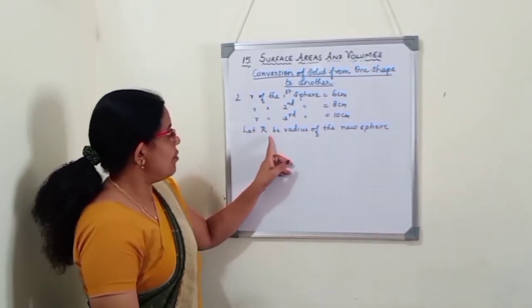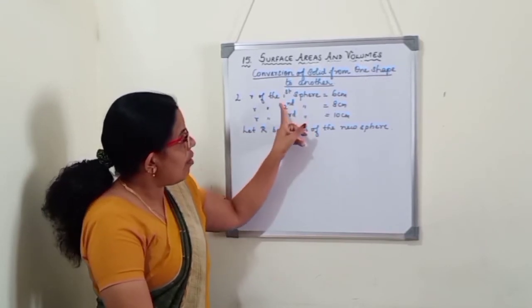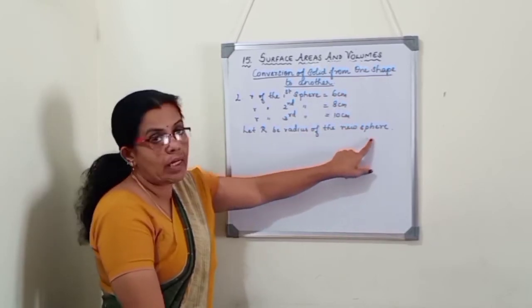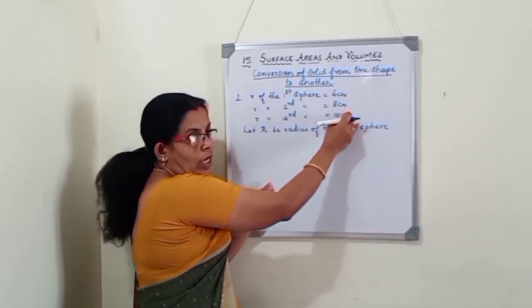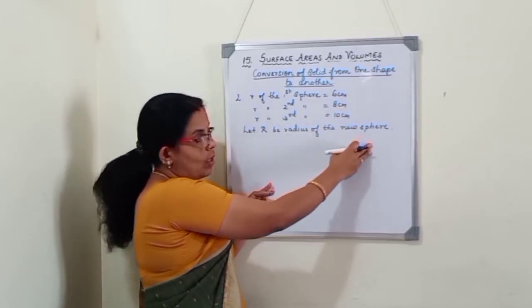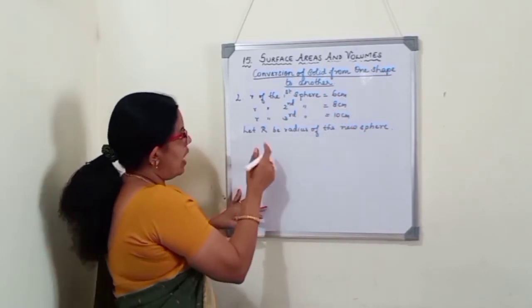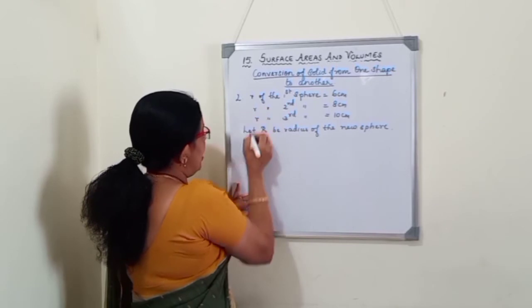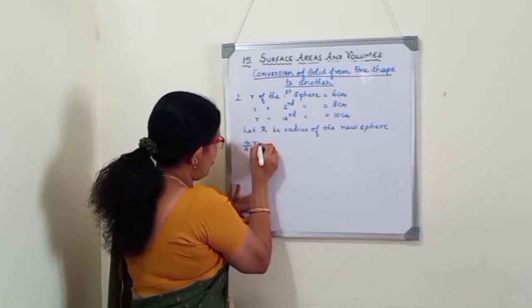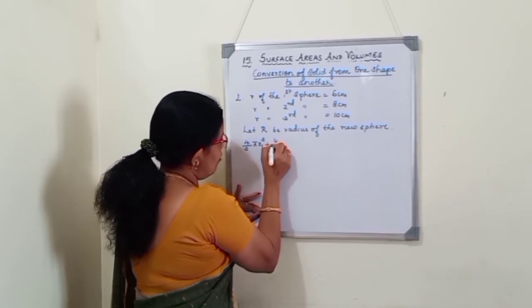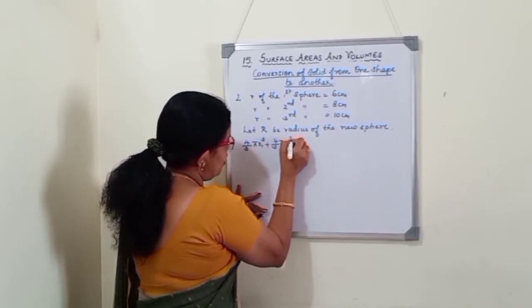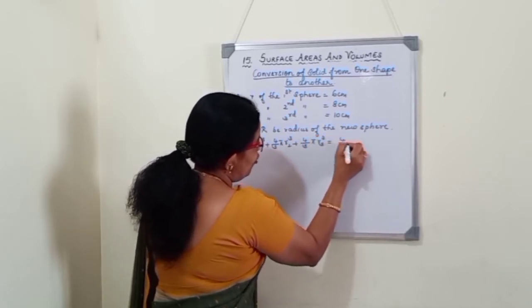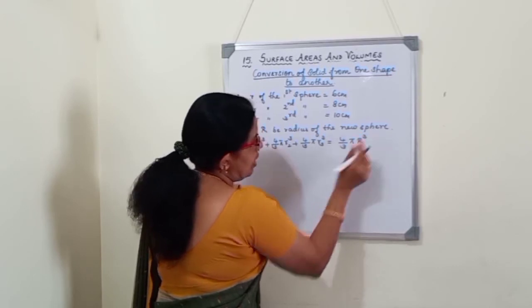To find the radius of this new sphere, we will add all the volumes of these 3. We are melting all the 3 spheres together and making a new sphere. So when we add all the volumes of these 3 spheres, that will be equal to the volume of the new sphere. We know the volume of a sphere is 4 by 3 pi r cube. So I will write 4 by 3 pi r1 cube for the first sphere, plus 4 by 3 pi r2 cube for the second, plus 4 by 3 pi r3 cube, is equal to 4 by 3 pi capital R cube.